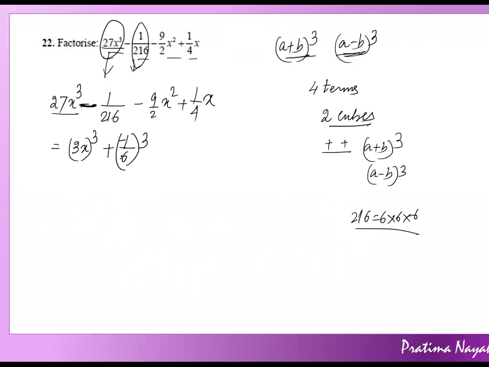Next, I got a cube. I got my b cube. Then I'll take plus 3a square, means 3x square multiplies your minus 1 by 6. Then automatically if you'll see, you will get this one. 3 square is 9 and 6, you will cancel, you will get 9 by 2 x square and 1 negative sign. Then we'll come to fourth term.